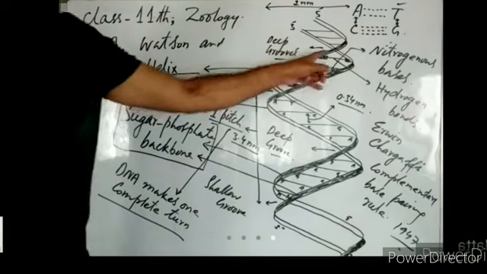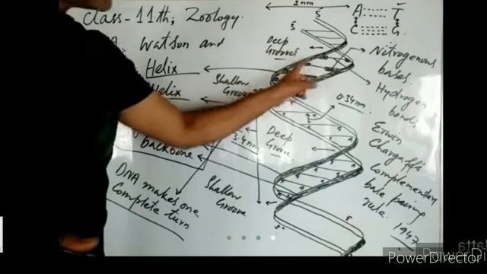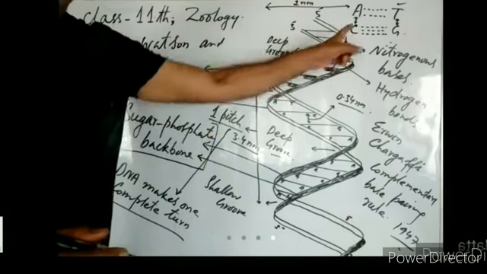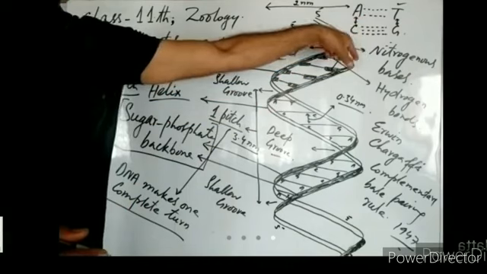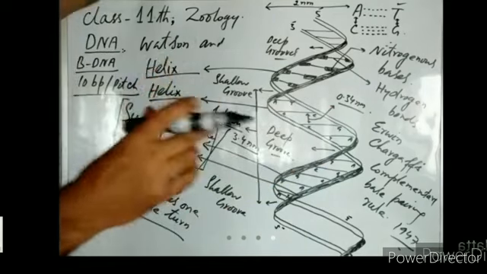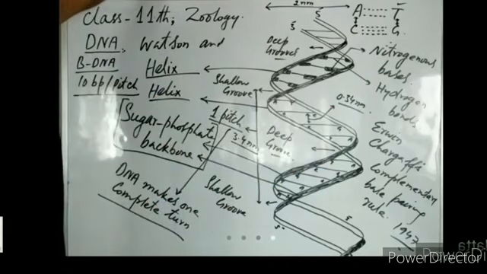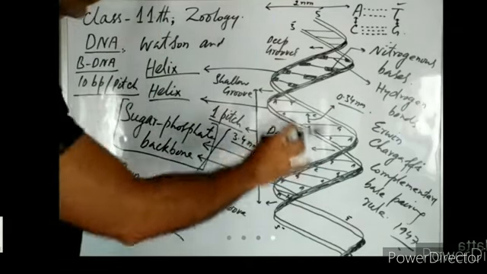So these are nitrogenous bases, and it is between these nitrogenous bases that hydrogen bonds are formed. There are 2 hydrogen bonds between adenine and thymine, and there are 3 hydrogen bonds between cytosine and guanine. So these hydrogen bonds keep the 2 sugar phosphate backbones attached to each other, right? So this makes the double helical model of DNA.